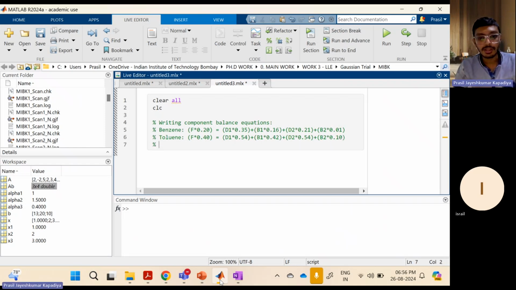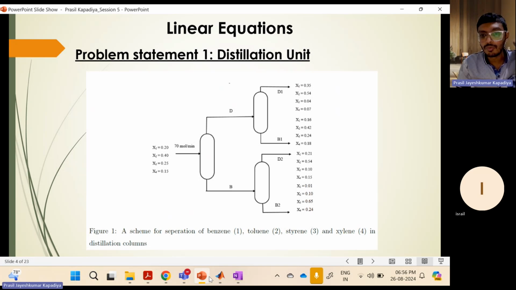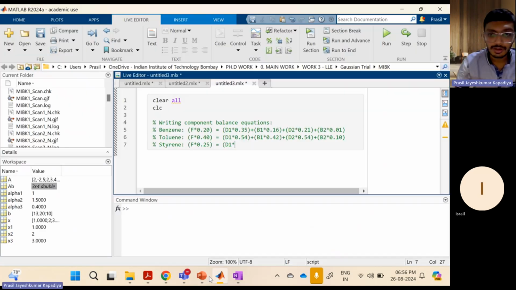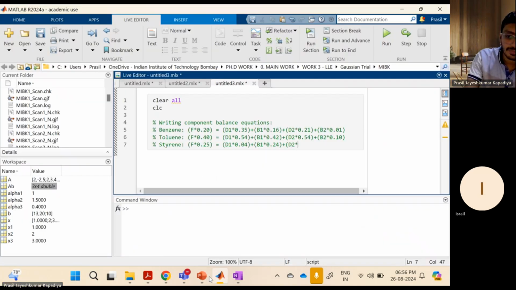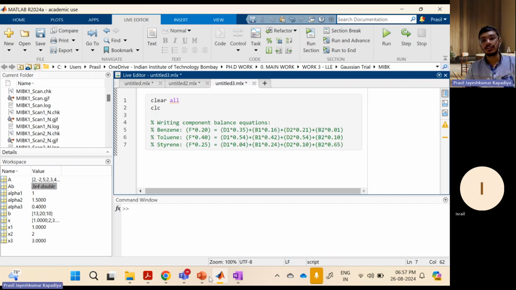Now our third component is styrene. The styrene equation is F into 0.25 is equal to D1 into 0.04 plus B1 into 0.24 plus D2 into 0.10 plus B2 into 0.65. This is my third equation for styrene.